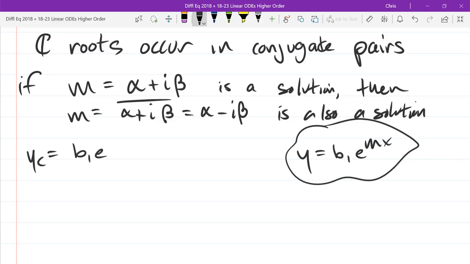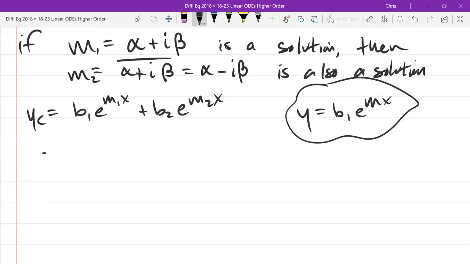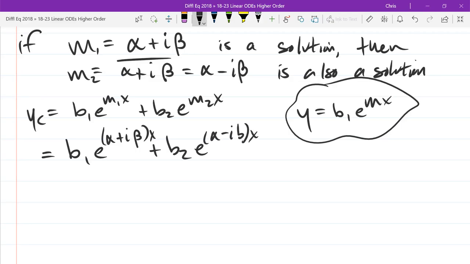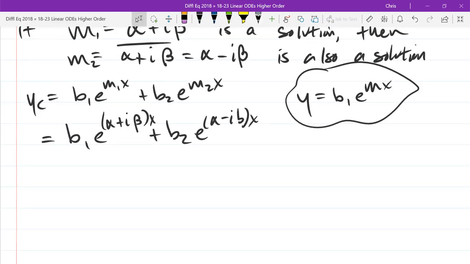So all I'm doing is writing down our two m values right here. So we'll call that guy m1 and the other one will be m2. So it's b1 e to the m1 x plus b2 e to the m2 x. That's a linear combination of our solutions written like that. And now I'm just writing in the actual m1, m2 values. So I didn't do anything fancy here. That's just using that formula we had before.